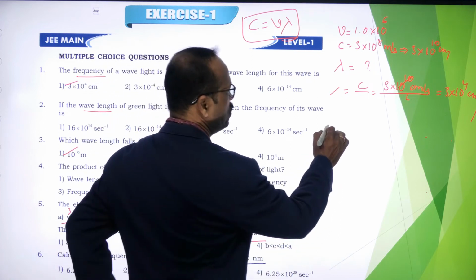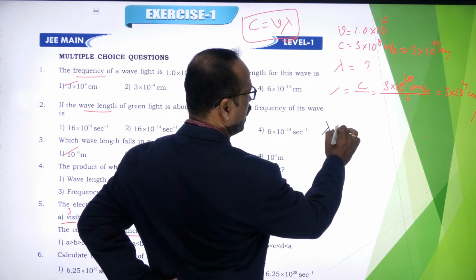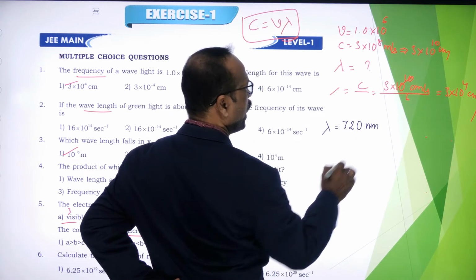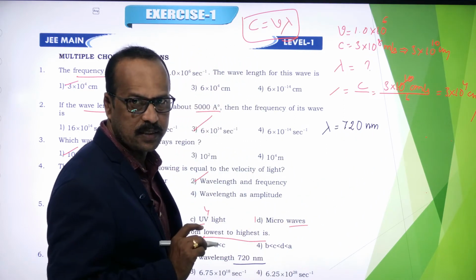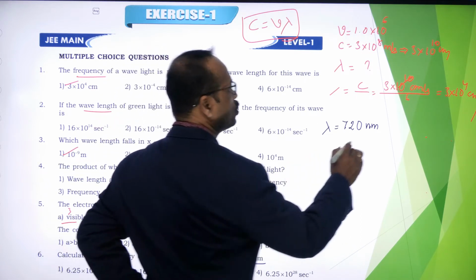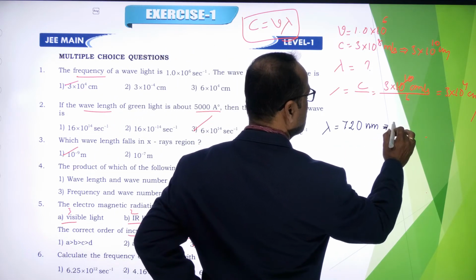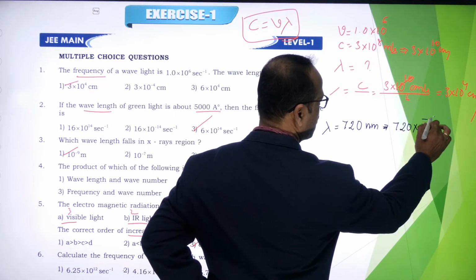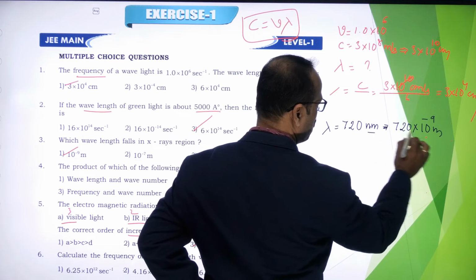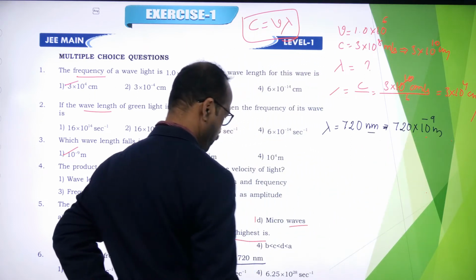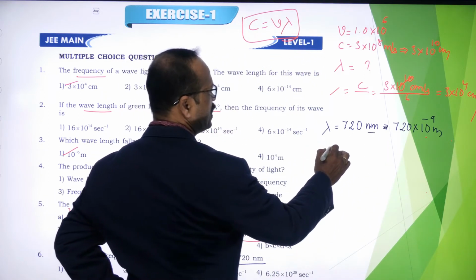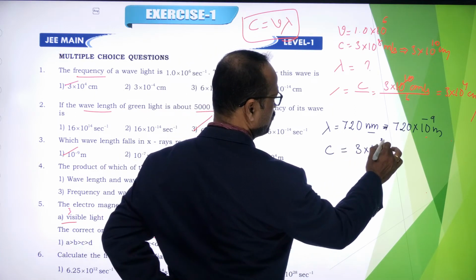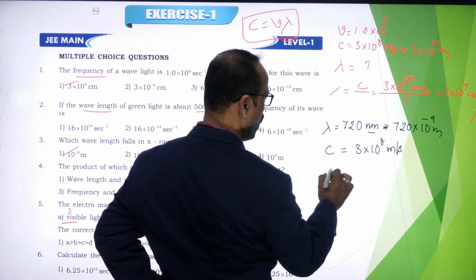So, wavelength is denoted by what? Lambda. Lambda is given as 720 nm. Nm means what? Nanometers. So nanometers means 720 into 10 to the power of minus 9 meters. Nanometer means 10 to the power of minus 9 meters. And we know that C is equal to 3 into 10 to the power of 8 meters per second.